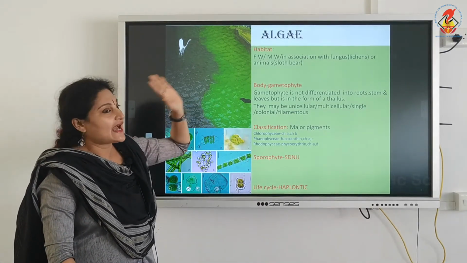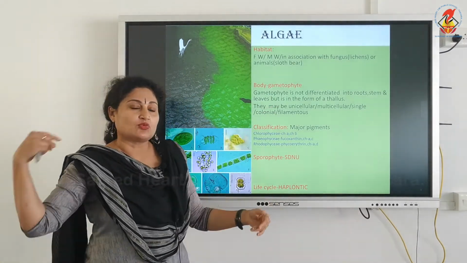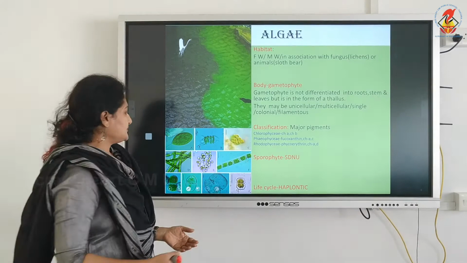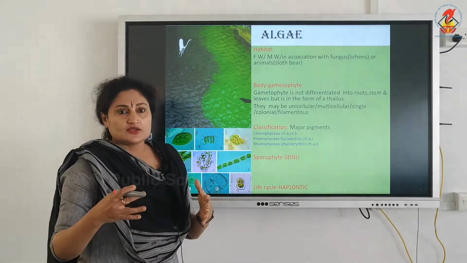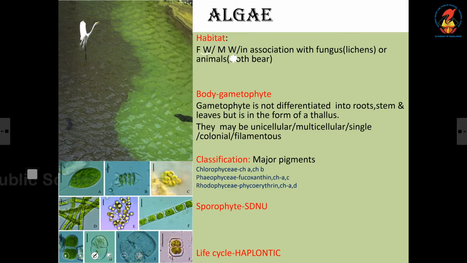So first of all, the habitat. Why I told you about this, you can correlate. Algae is present in the water, which imparts color to the water, and they are not visible to the naked eyes. So first is the habitat. Algae is present in water bodies, namely the freshwater bodies or the marine water bodies.